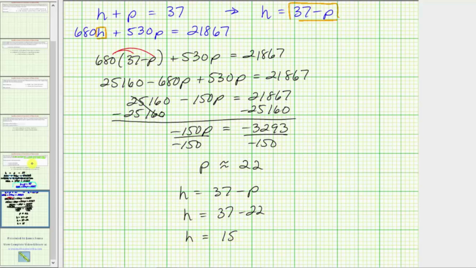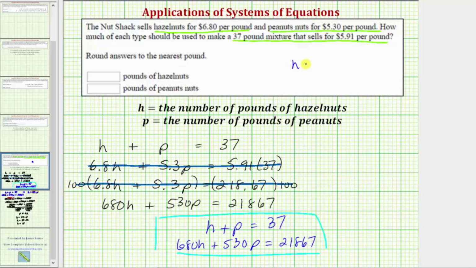So going back to the first slide, again we just found h is equal to 15 and p is equal to 22, or at least approximately, and therefore the mixture has 15 pounds of hazelnuts and 22 pounds of peanuts.